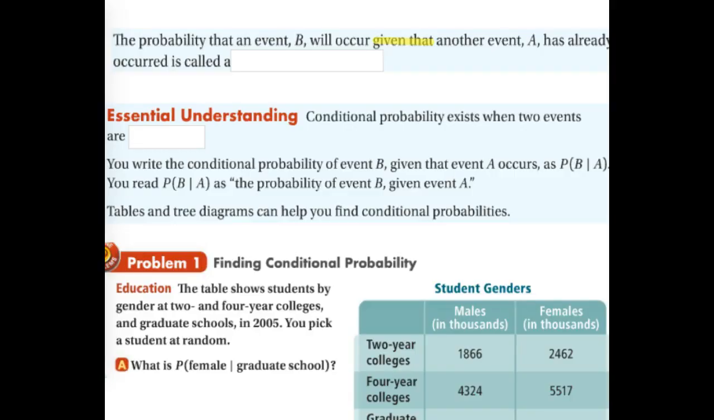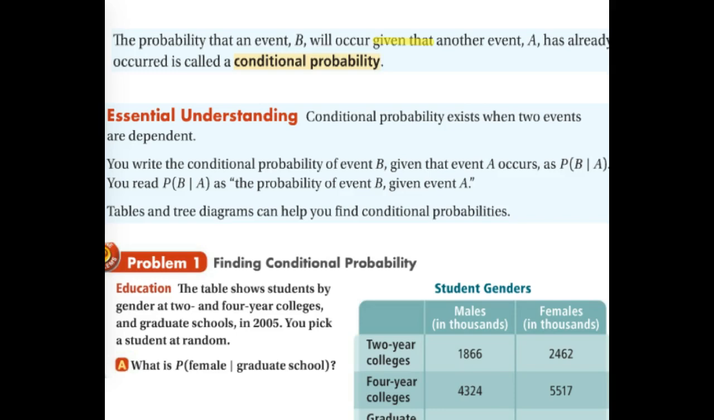It says the probability of an event B will occur given another event A has already occurred is called a conditional probability. The probability that event B happens knowing that event A has already happened. Okay, it's called conditional probability. Conditional probability occurs when your events are dependent. So we've been talking about probabilities of independent events, A and B, when they're independent. Today we're shifting to A and B when they're dependent.